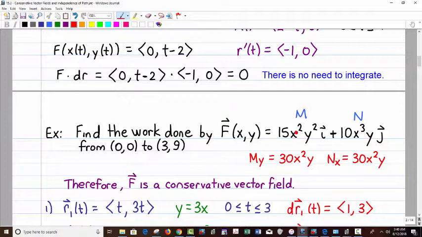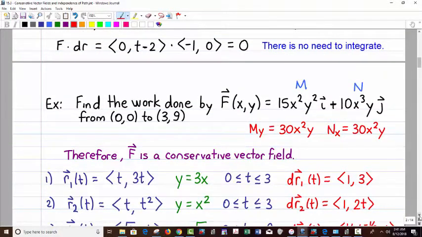So you do the M partial right here, which is 30x squared y. The N partial with respect to x is 30x squared y. It's conservative. So I can choose.